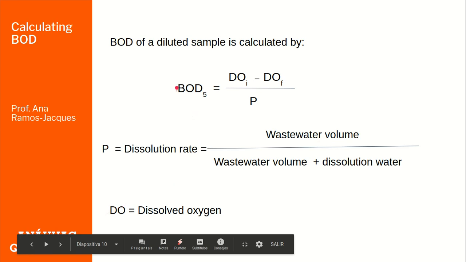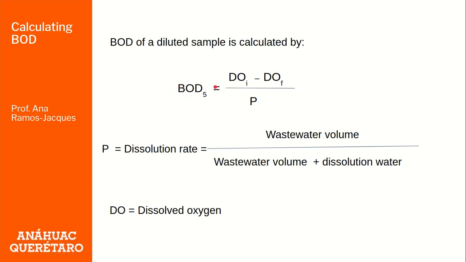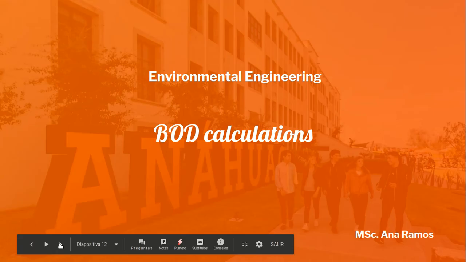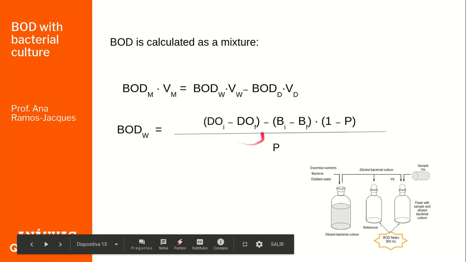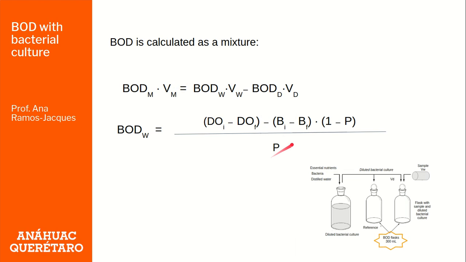This formula, that is the BOD5 is equal to the initial dissolved oxygen minus the final dissolved oxygen, divided by the dilution rate. So we put this in the formula and group common terms, and this new term B is only to avoid confusion, because we also have DO here.